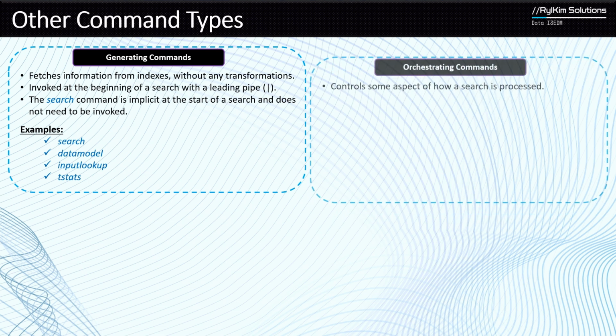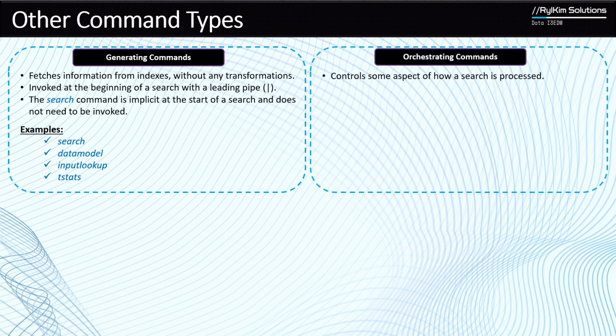Now, what about orchestrating commands? These are commands that control some aspect of how a search is processed. These commands don't directly affect the final result of your search. They just control how some aspects are processed. I'm going to take one example here. There are 3 examples, by the way, that we've pointed out: lookup, the lookup command, and then loop.